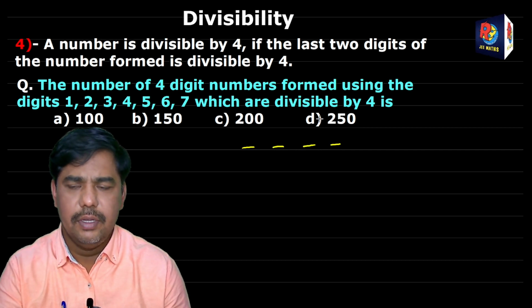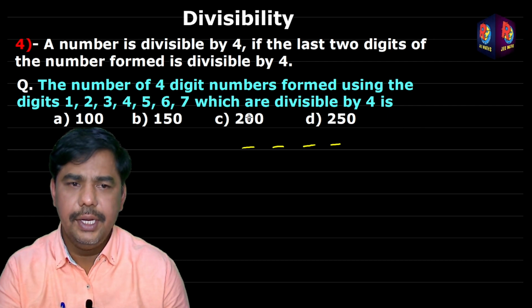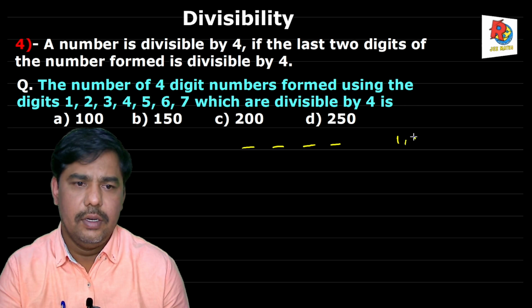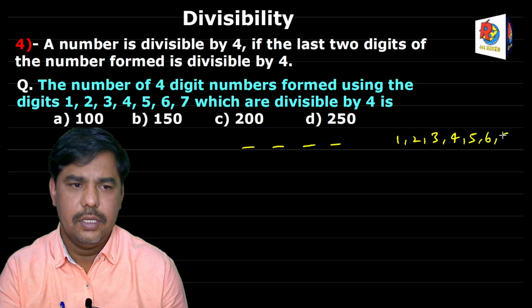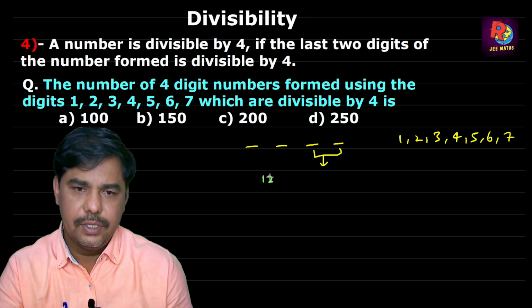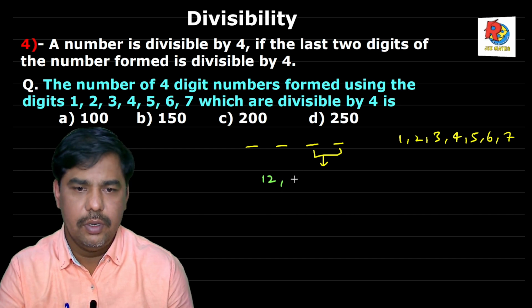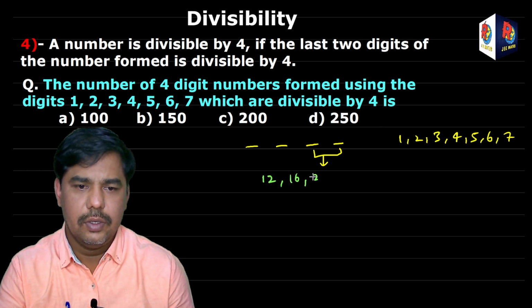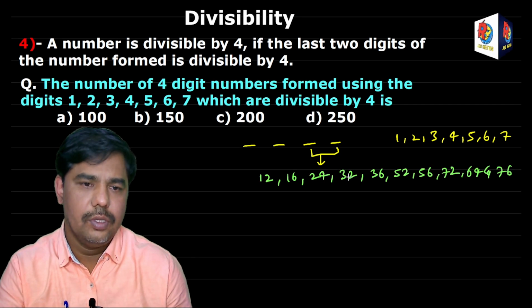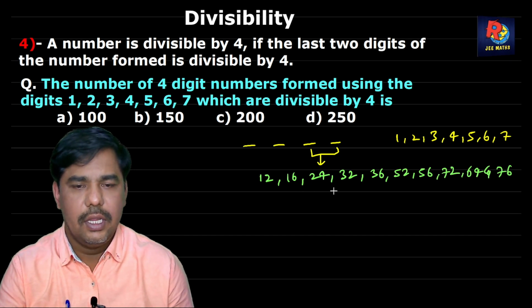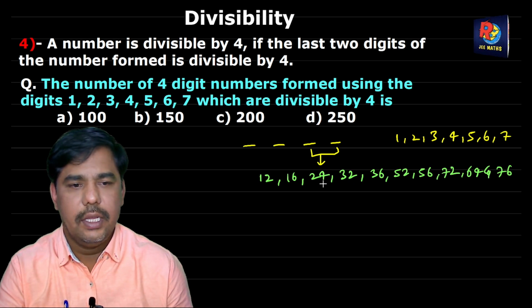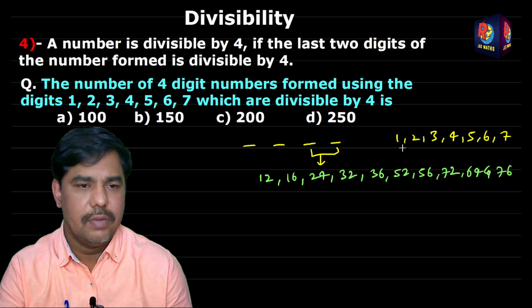In this 4-digit number, I need to fill the last two places with 1, 2, 3, 4, 5, 6, 7. If it is 12, divisible by 4. If it is 16, divisible by 4. If it is 24, divisible by 4. If it is 32, divisible by 4. Counting these, there are 10 positions.